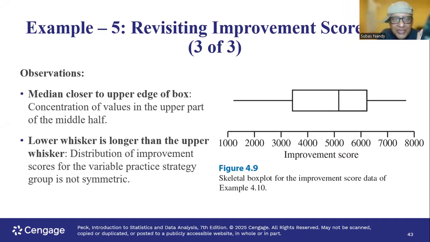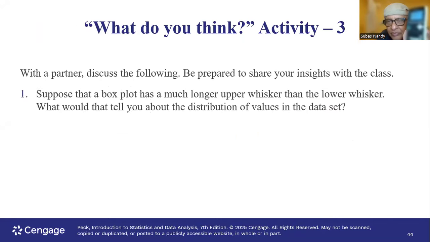Okay, so the lower whisker is longer. The lower whisker, the whisker on the left, is longer than the upper whisker, which is on the right. The median is closer to the upper edge. So the median, which is Q2, the vertical line in the center of the box, is closer to Q3, the third quartile, or the right boundary. That means the distance from Q2 to the minimum on the left end of the left whisker is larger than the distance from Q2, the median, to the maximum, the extreme right point of the whisker on the right. So there is more data on the left.